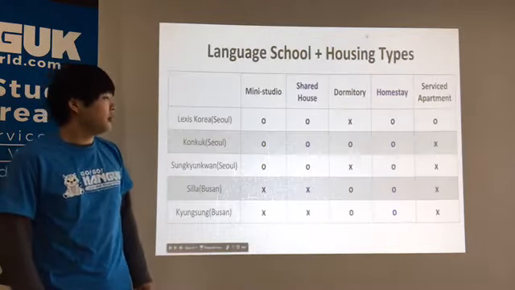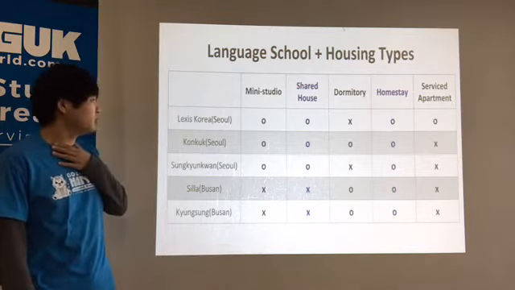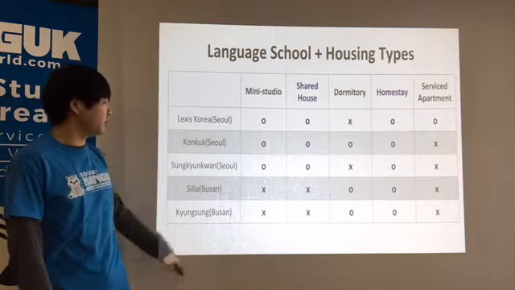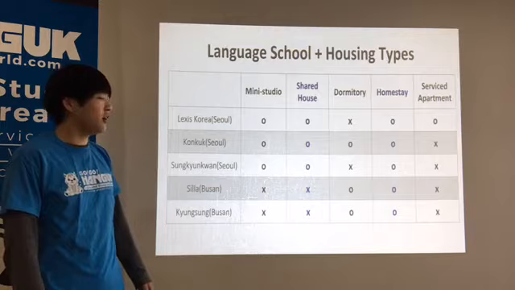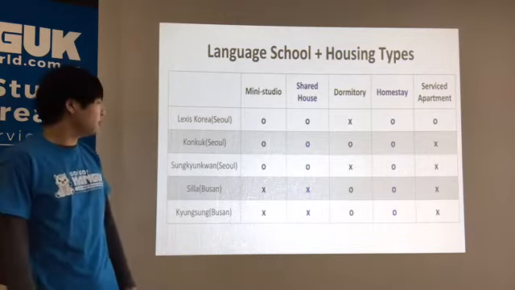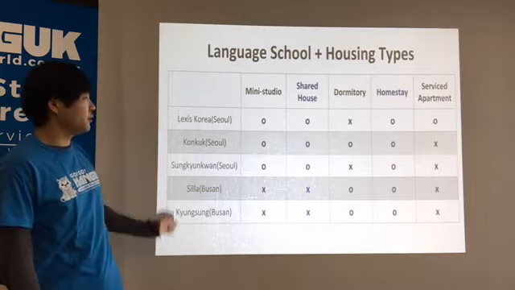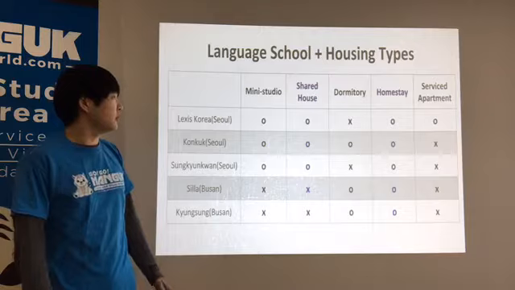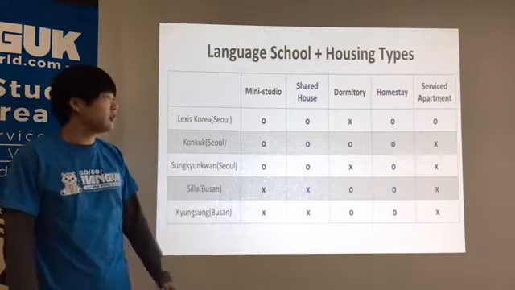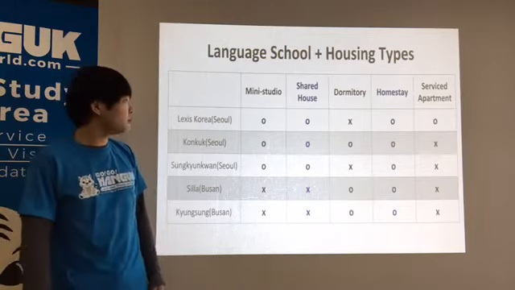And this grid shows our partner language schools as well as the different housing types. So you can see where the X's are, that is not an option for school, and where the O's are, you have the option of choosing that housing type. And in general, if you're going to be here for long-term studying at a university or at a language school, we recommend something like a dormitory or a mini studio. Those allow you to stay long-term for a very affordable price.